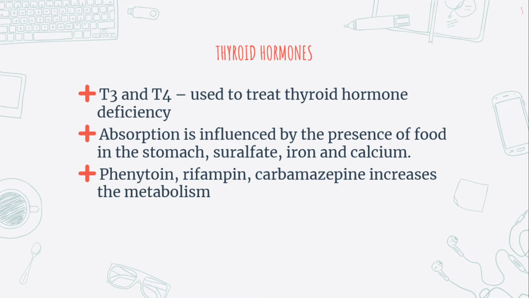The absorption of thyroid hormones is influenced by the presence of food in the stomach, sulfate, iron, and calcium. Enzyme inducers like phenytoin, rifampin, carbamazepine increase its metabolism. An enzyme inducer is a type of drug that increases the metabolic activity of an enzyme by binding to the enzyme and activating it, or by increasing the expression of the gene coding for the enzyme.